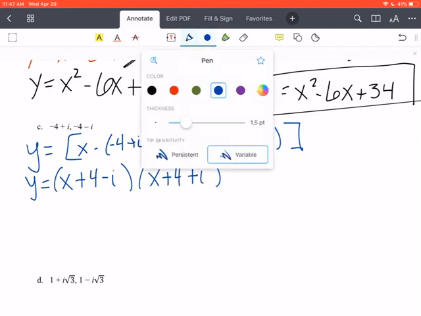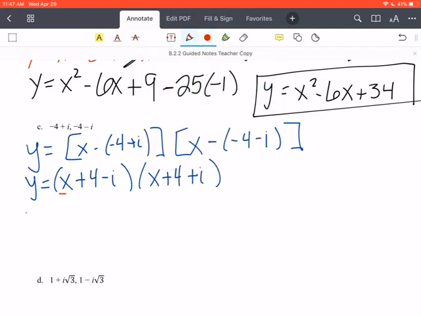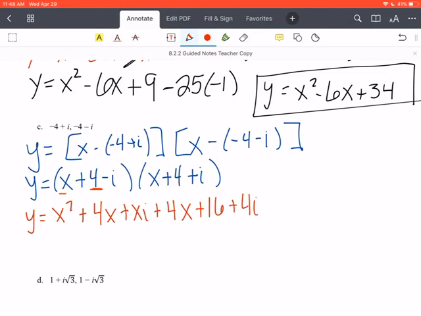And now we're going to do a lot of distributing starting with this x. So we have y equals x squared plus 4x plus xi. And then we have this 4 to be distributed, so plus 4x plus 16 plus 4i. And then we have this negative i, so we have negative xi minus 4i, and then minus i squared.